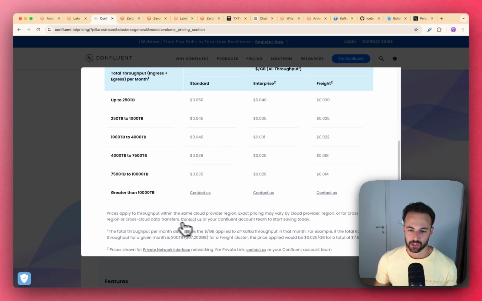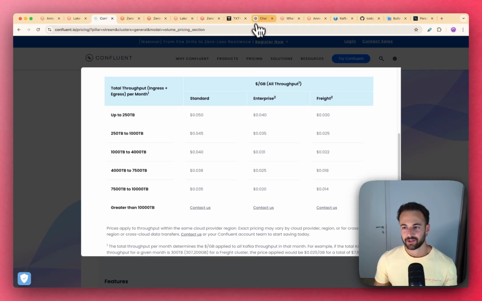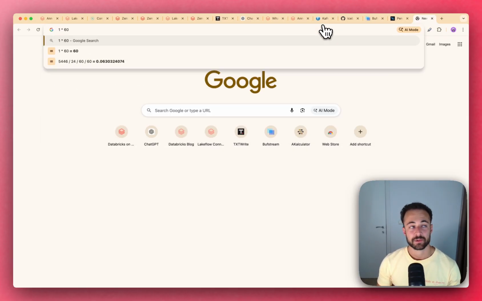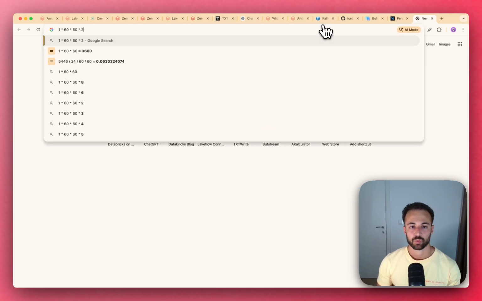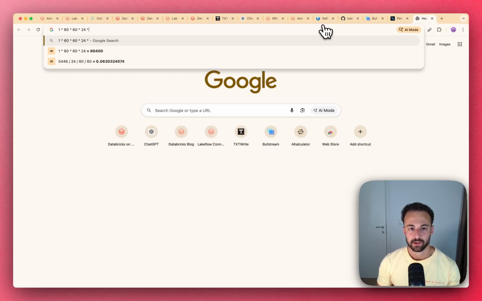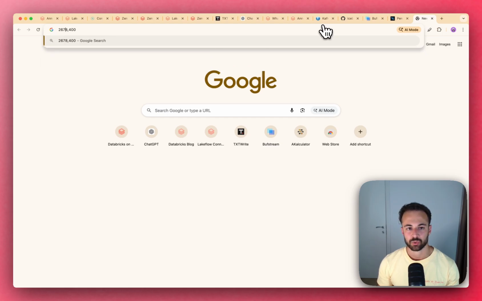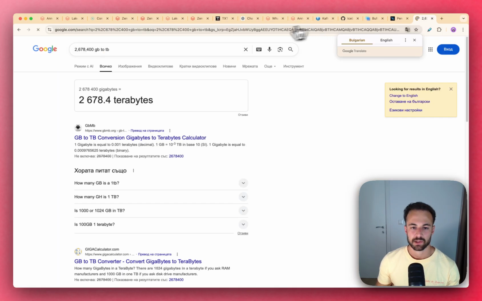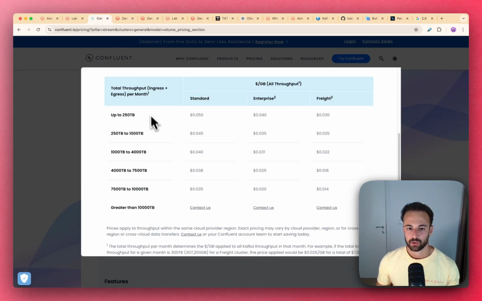I have to calculate how much a gigabyte a second is now. Okay, let's do it. 1 gigabyte for 60 seconds is 1 minute. For 60 minutes, for 24 hours is 1 day. For 31 days is 1 month. So you'd have, let's say, 2.6 million gigabytes, which is around 2,600 terabytes, I think, would be the total.